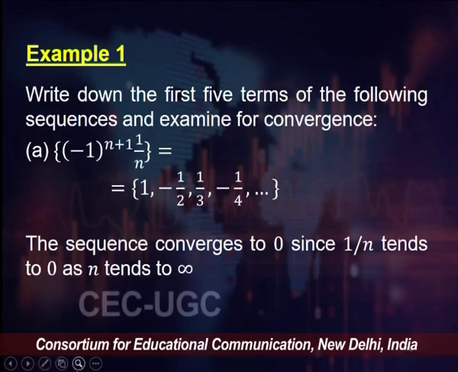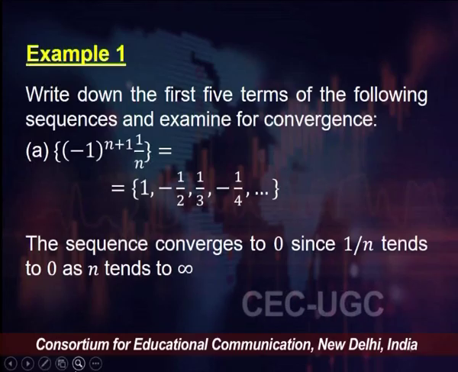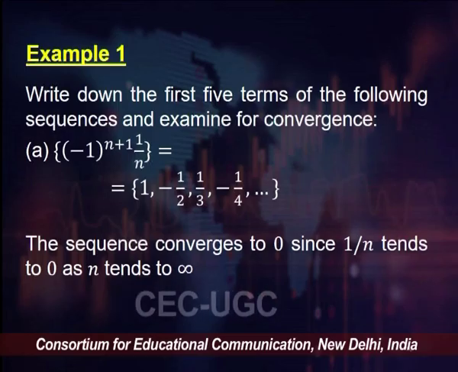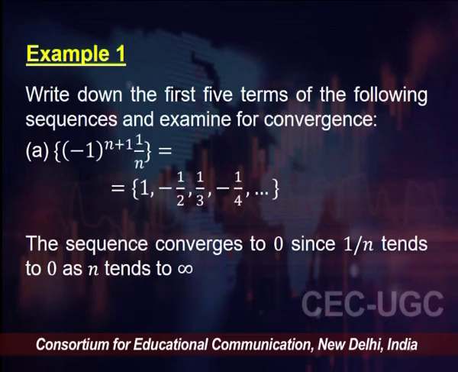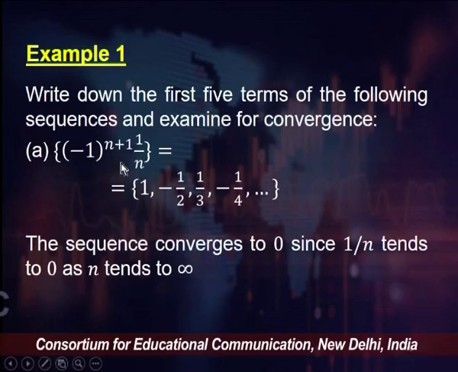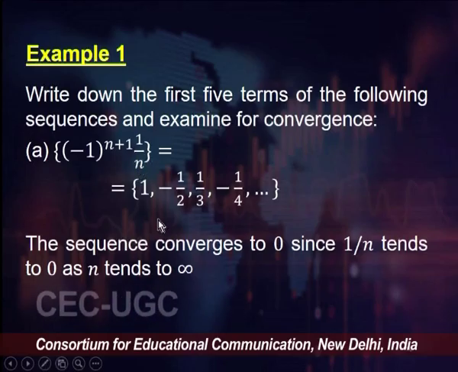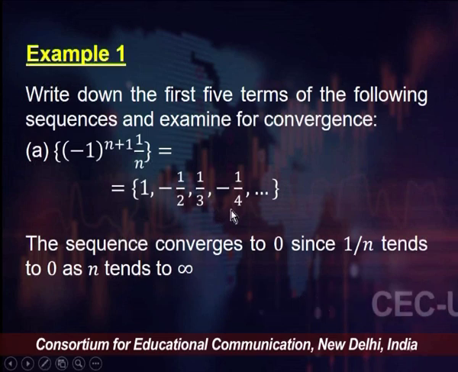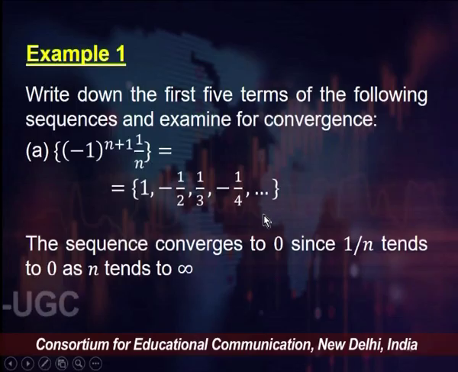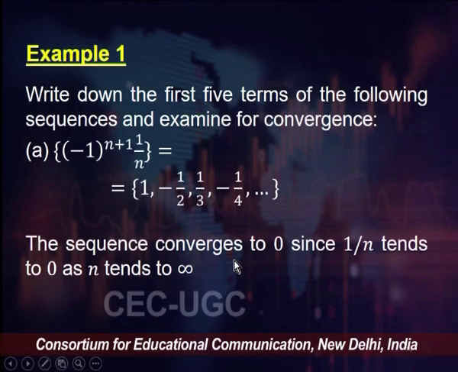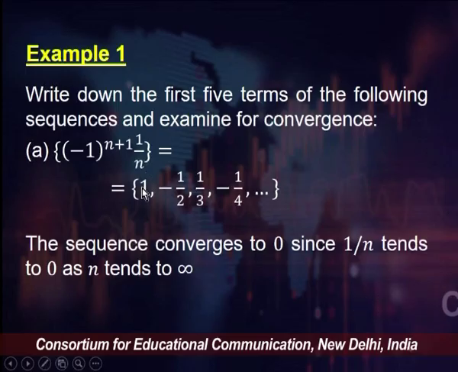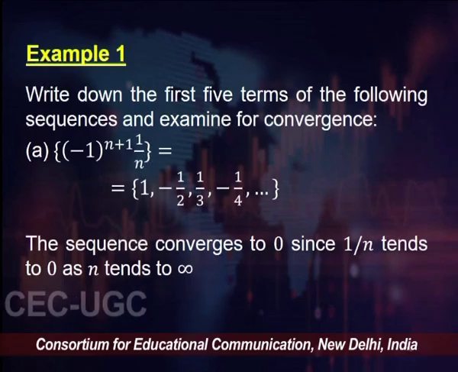Now, let us look at a few examples to see if we have picked up the concepts that I have just outlined in the last couple of minutes. This example requires you to write down the first 5 terms of the sequences that are given to you and then examine them for convergence. So, here you have minus 1 to the power n plus 1 times 1 by n, and we have seen that this sequence is 1, minus half, 1/3, minus 1/4, 1/5. These would be the first 5 terms, and clearly because the general term 1 by n tends to 0 as n tends to infinity, we say that the sequence converges to 0.